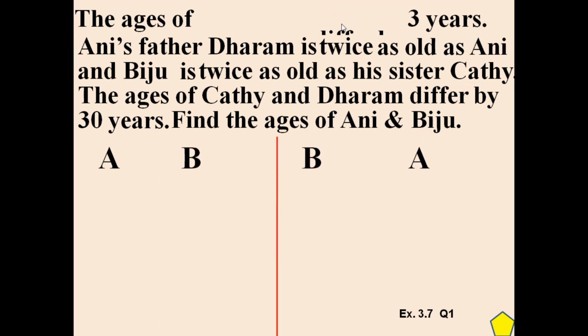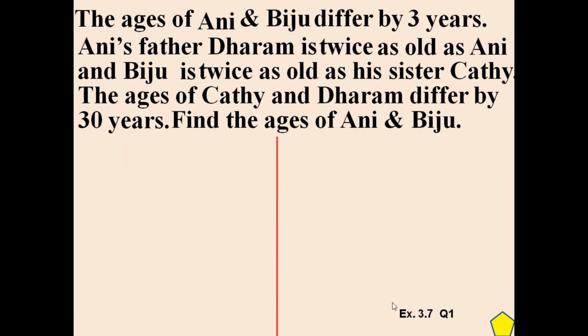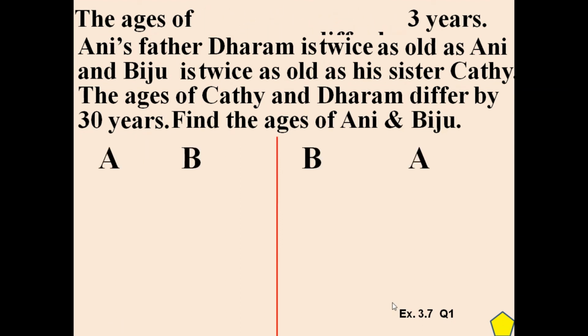But we do not know who is elder. So we've already seen that differ by basically means minus, and differ by actually means minus and equal to both. 3 years. So we do not know who is elder. So maybe it is Ani minus Biju equal to 3 or Biju minus Ani equal to 3. So we are taking case 1 here, left hand side, and case 2 on the right hand side.